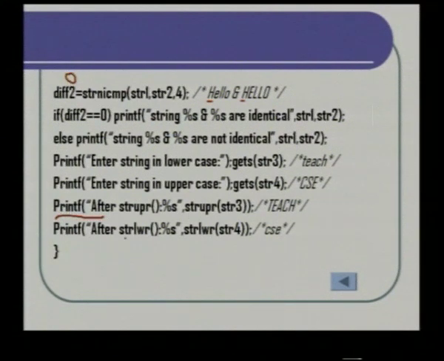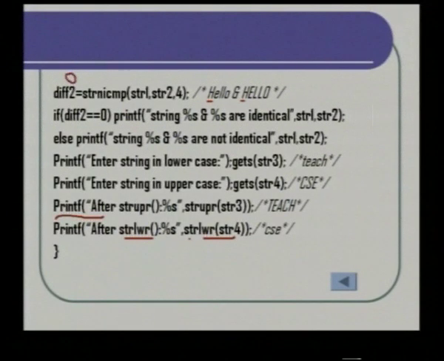And here after strlwr of string 4. So, whatever string is to be converted, that is passed here as an argument to that function, and it is directly printed. So, the teach is made to capitals and the CSE is made to small. This is how we use functions and use their values and see the output on the screen.